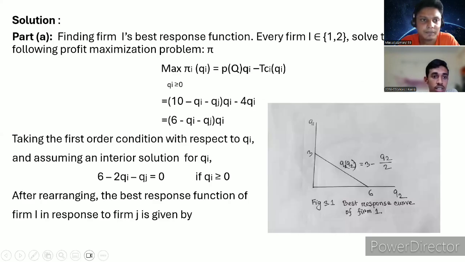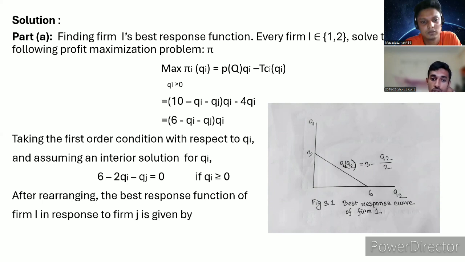Next. In part A, in finding farm i's best response function, every farm i belonging to 1 and 2 solves the following profit maximization problem. Maximize profit. This is the revenue part and this is the cost part. After this, we can find this equation, and we want to maximize our profit.